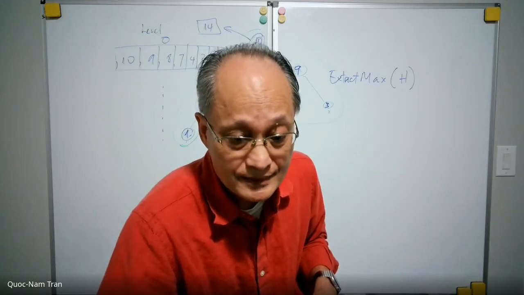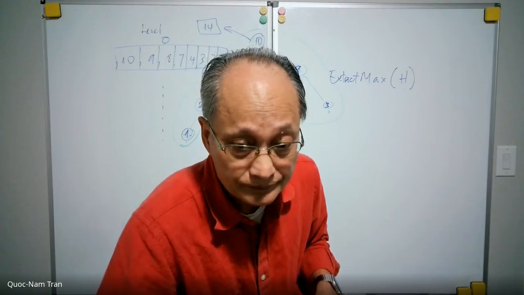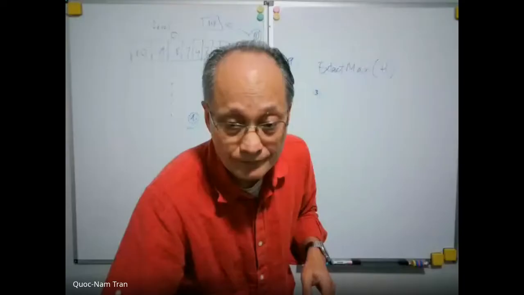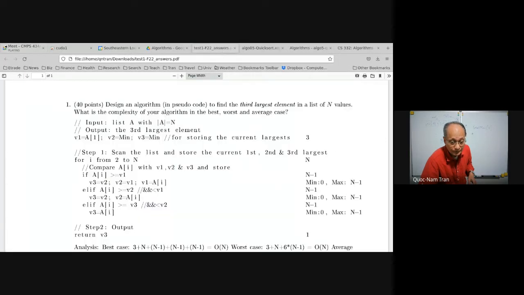Okay, now let's see what we have. Okay, so question number 1. Design an algorithm in pseudocode to find the third largest element in the list. So this question, I received many different ideas, and some of you have the big O n square algorithm.